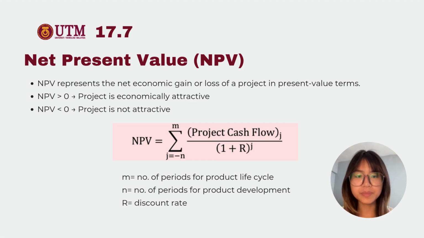NPV is defined as the present value of all future cash flows minus the initial investment. Because money has time value, future cash flows are discounted to their present value using a chosen interest rate. This allows us to compare all cash flows on a consistent basis. If the NPV is greater than 0, the project is considered profitable and should be accepted. If it is less than 0, the project should be rejected. In simple terms, NPV tells us how much value the project adds today.